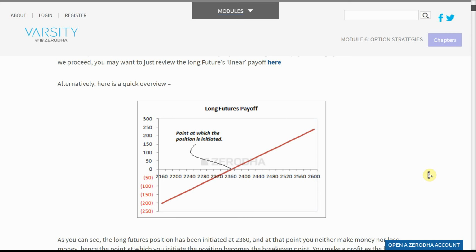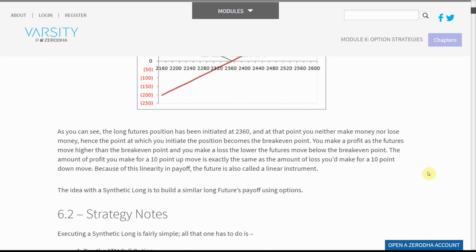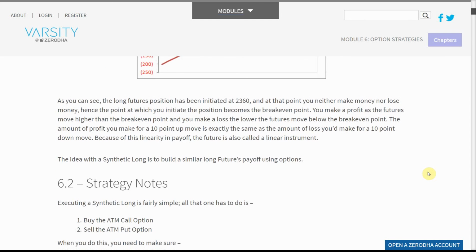when the futures move below the break-even point. The amount of profit you make for a 10-point up move is exactly the same as the amount of loss you'd make for a 10-point down move. Because of this linearity in payoff, the future is also called a linear instrument. The idea with a synthetic long is to build a similar long futures payoff using options.